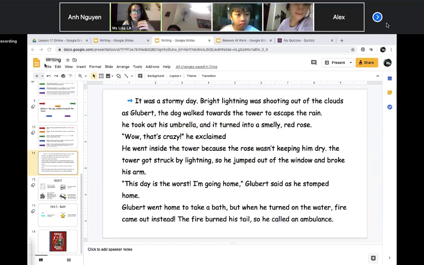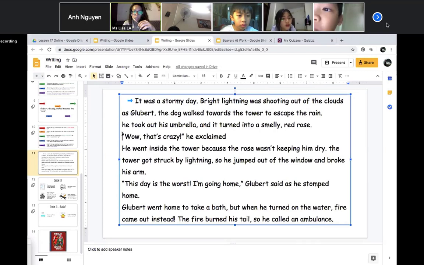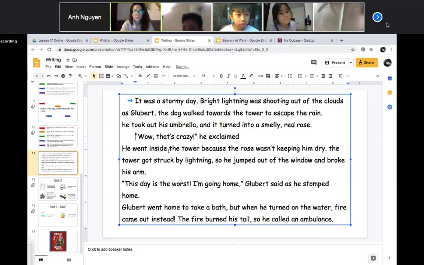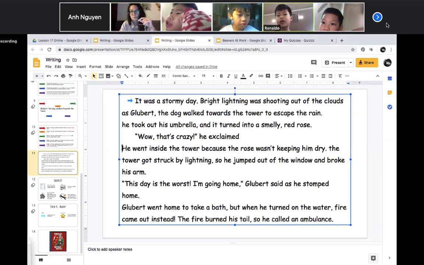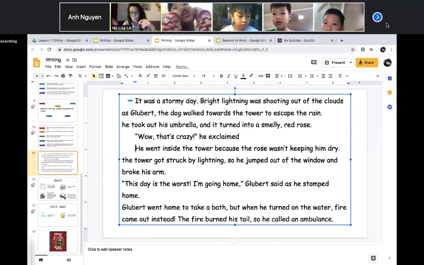Harry Kane, where does our next paragraph need to be indented? Which words? Before the word wow. Before the word wow. So every time we have a new speaker, then we need to have a new paragraph and indent. Okay? All right, what's our next paragraph? Ronaldo, do you see it? What's our next paragraph? He went inside. Good job. That's our next one. Okay, so we need to indent that one.